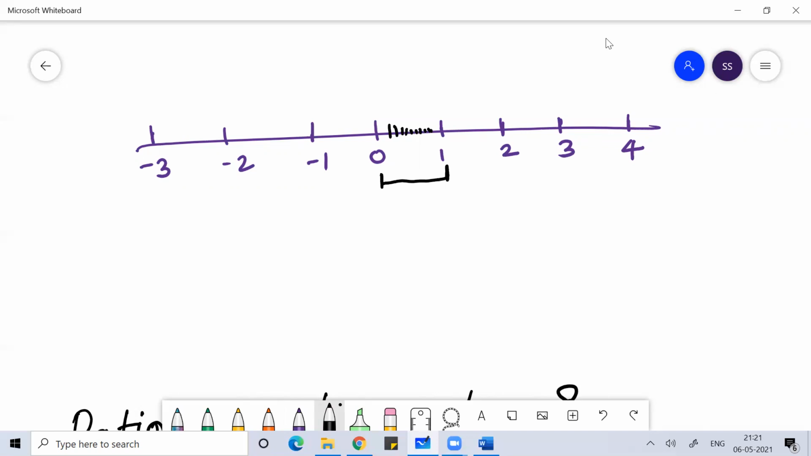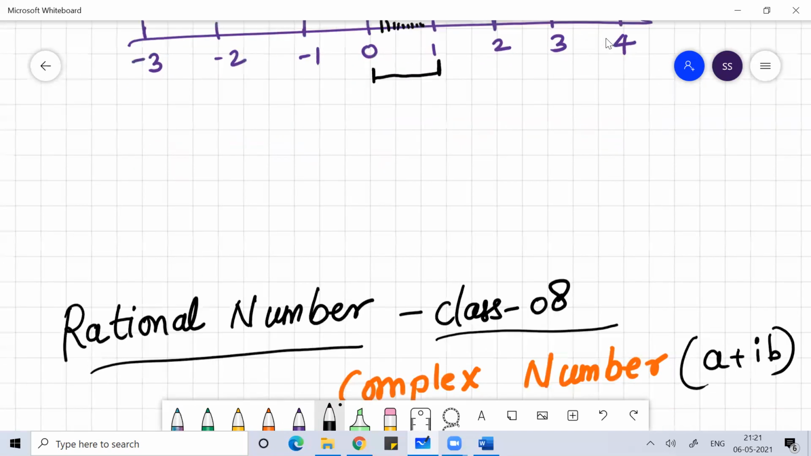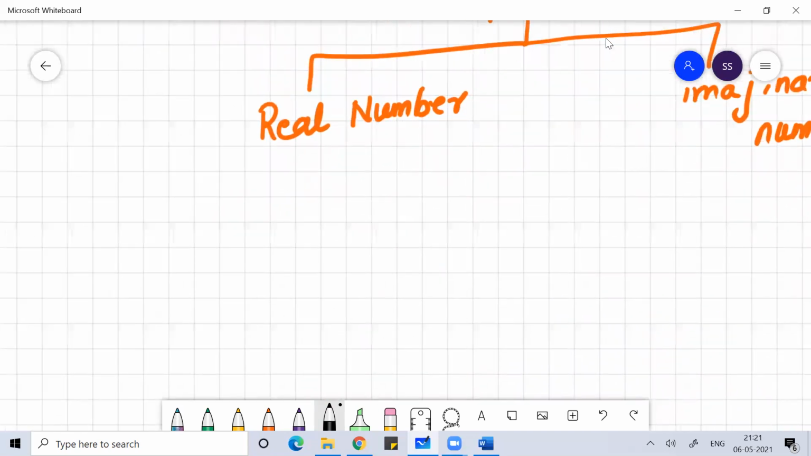You can write them in the form of a fraction also, like any positive number which is less than 1 and lies between 0 and 1, like 1 by 2 or 2 by 3 or 7 by 9, something like that. So this is what you can see. This is what we call a number line. All the numbers which we can represent on a number line are called real numbers.